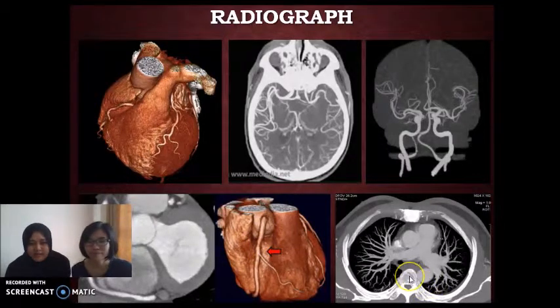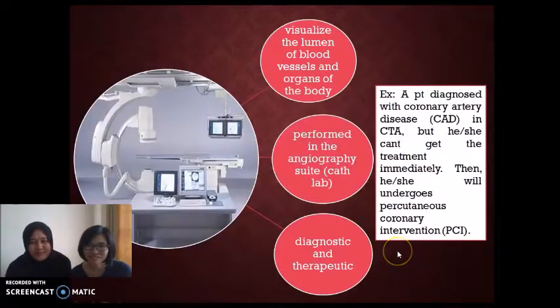Yes, this is the CT scan of the pulmonary angiography. Pulmonary means focusing on the lung, the arteries that supply blood to the lung. This is the CT scan image, the appearance of a radiograph image in CT scan. The multi-slice CT scan can provide these beautiful images of the heart and the other organs in the body.